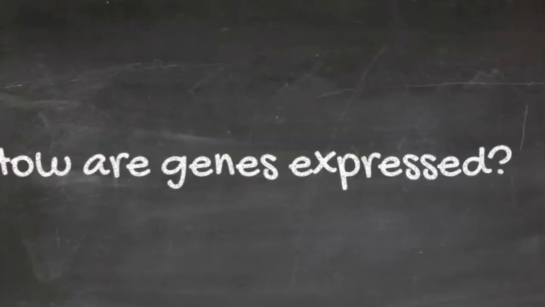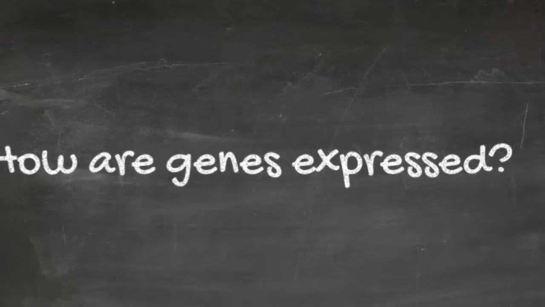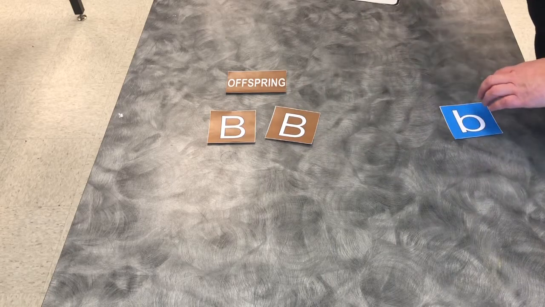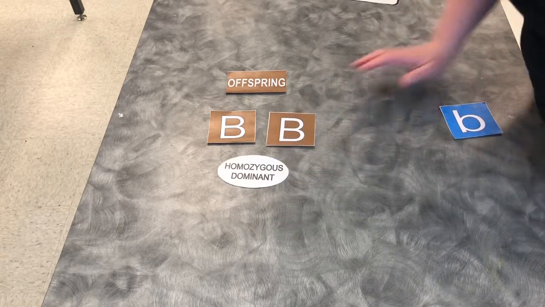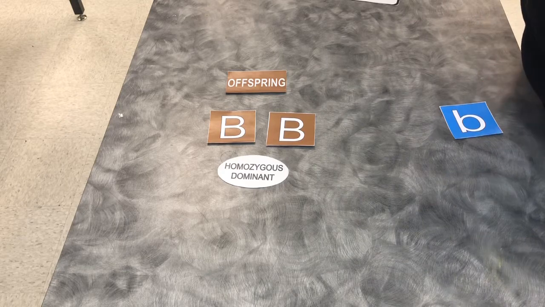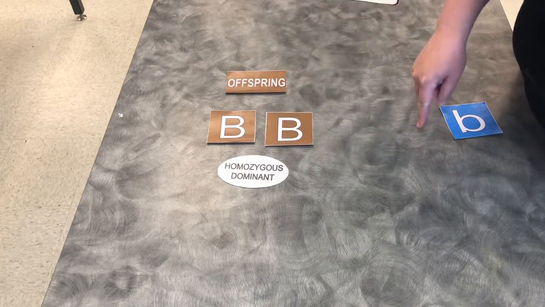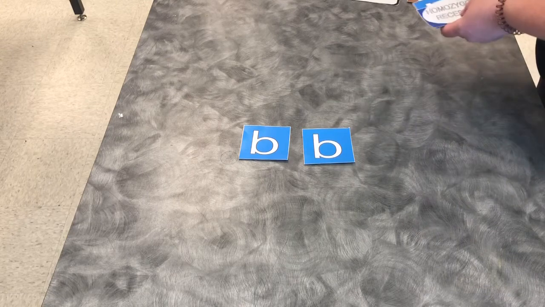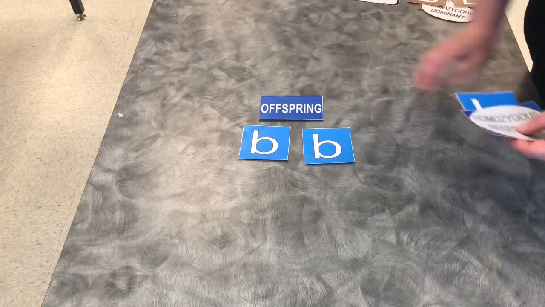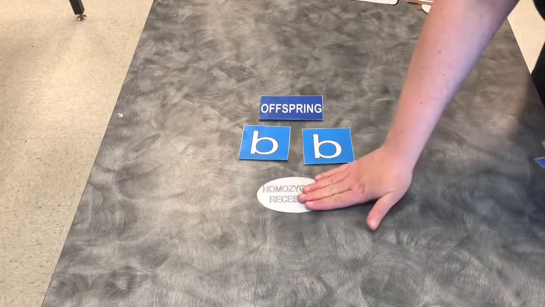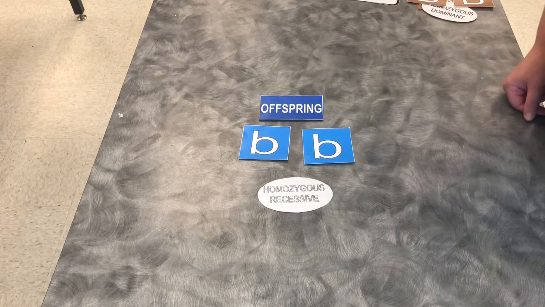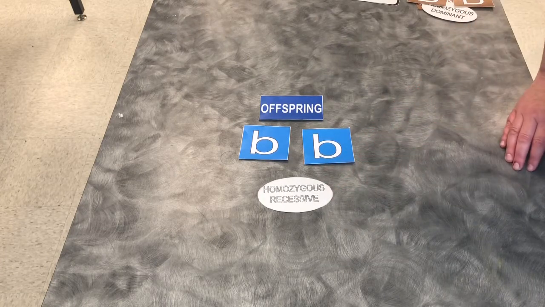Gene expression is determined by the pair of alleles that are inherited by an offspring. For example, if an offspring inherits two dominant alleles, it will express the dominant trait and be called homozygous dominant, because homo means the same and the zygote has two of the same alleles. If the offspring were to inherit two recessive alleles, it would express the recessive trait, and it would be called homozygous recessive, again because two of the same types of alleles have been inherited, in this case the recessive allele of blue eyes.